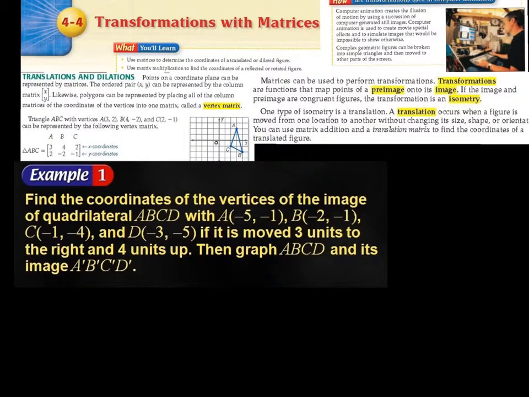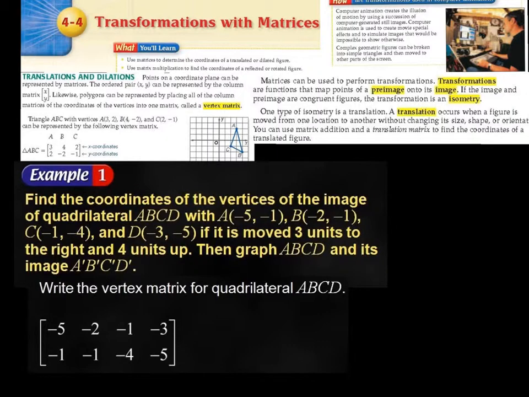Find the coordinates of the vertices of the image of quadrilateral ABCD with the following points if it is moved 3 units to the right and 4 units up, then graph ABCD and its image. We write the vertex matrix for quadrilateral ABCD, so our x's are in the first row, and the y part of the ordered pair is in the second row.